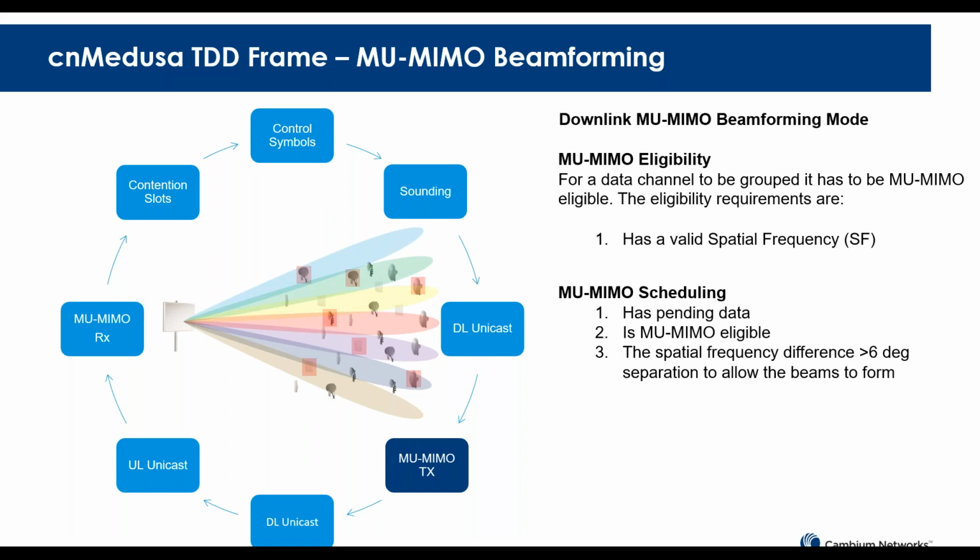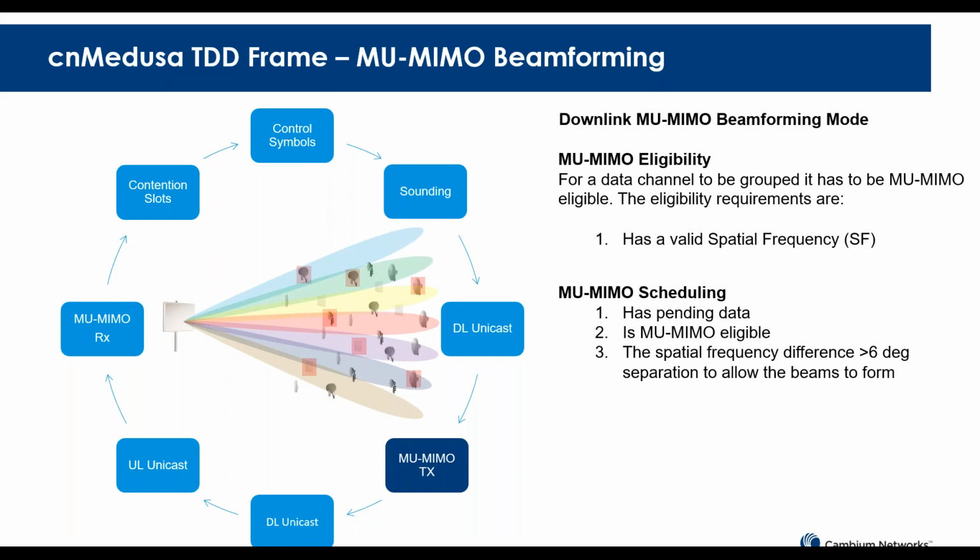The scheduler, the downlink scheduler at the access point, needs to go through several decisions to make sure it picks the best subscribers to be part of the group. First of all, it needs to look at subscribers that have pending data. This may be obvious, but if the subscriber doesn't have any data to receive, then obviously it will not be picked to be part of the group. The subscriber needs to be MU-MIMO eligible, so it needs to have a valid spatial frequency, which means it completed the sounding process. And we need to have the spatial separation between two subscribers to be at least 6 degrees.